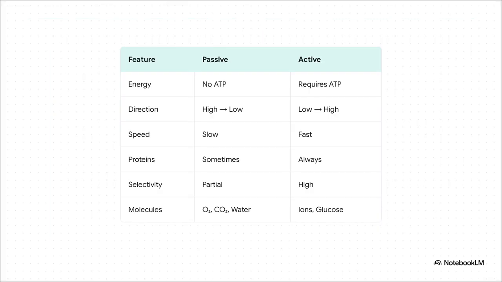And you can see how that one big difference changes everything else. Direction? Passive is always downhill, high to low concentration. Active is always the uphill battle. Active transport is also usually faster and way more selective. It uses specific proteins to grab exactly what it needs. Think of it like a bouncer with a very specific guest list. Passive transport, on the other hand, is for the small stuff, like gases and water, while active transport is busy moving critical ions and big nutrients.